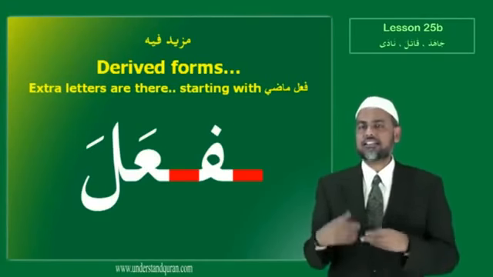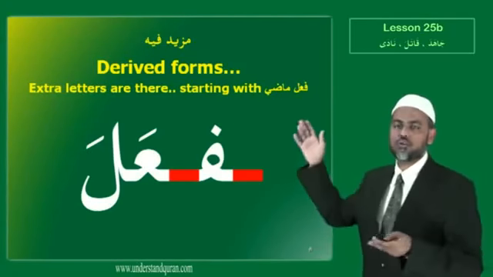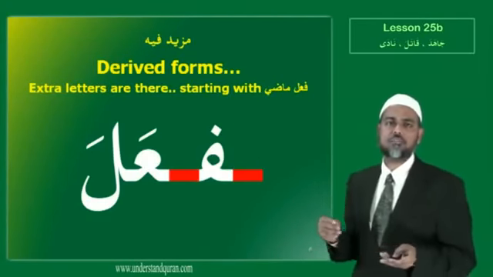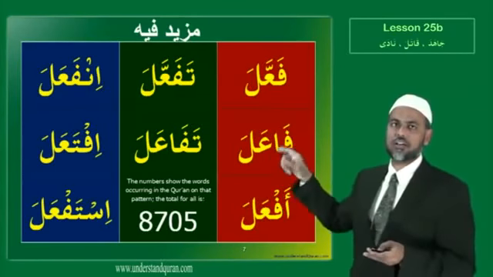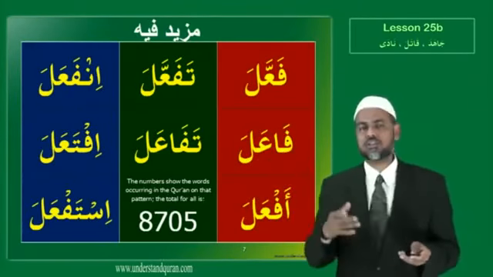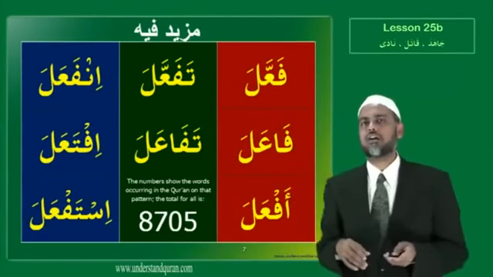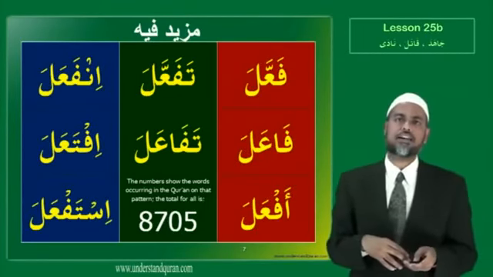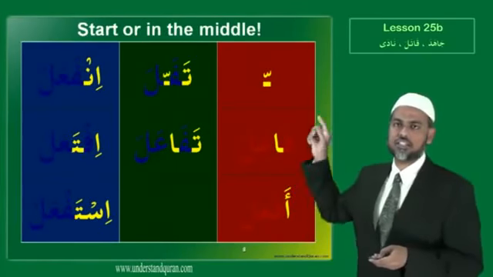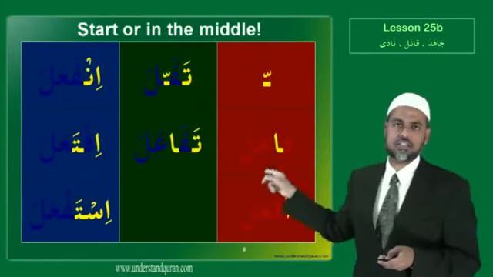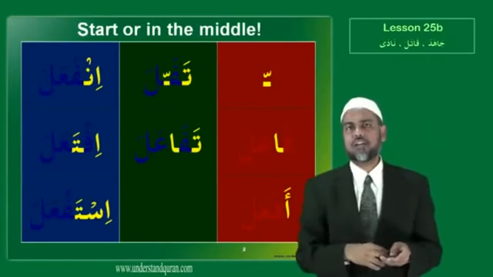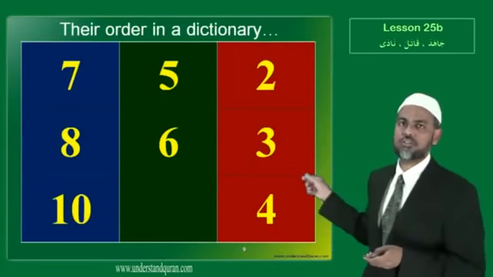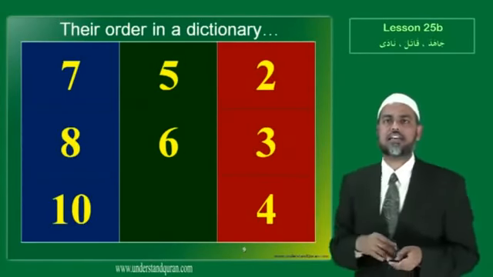And as a result, you can get 8 common or famous forms, which are fa'ala, fa''ala, fa'ala, af'ala, tafa''ala, tafa'ala, infa'ala, ifta'ala, istaf'ala. There are more than these, but these are commonly used. And the extra things in these are tashdid, alif, hamza, ta, and tashdid, ta and alif, in, alif, ta, and alif, sin, ta. In the dictionary, they are ordered as 2, 3, 4, 5, 6, 7, 8, and 10.